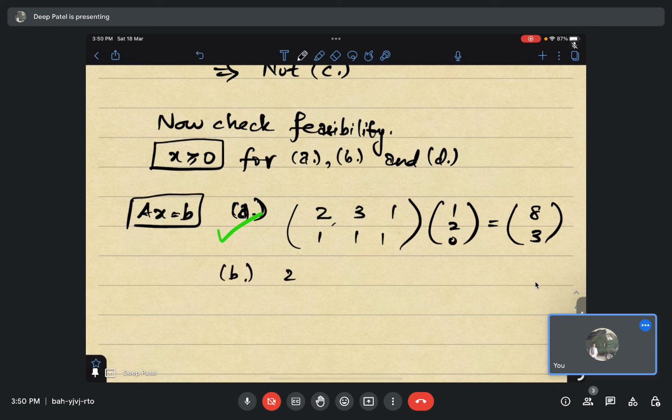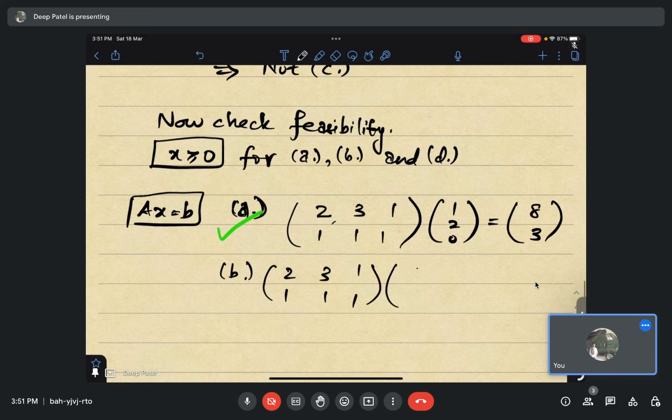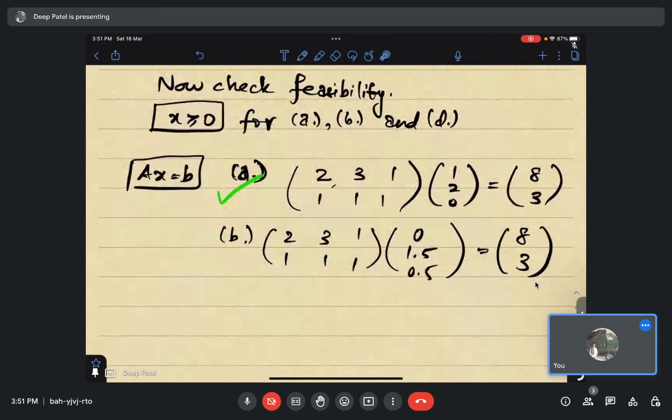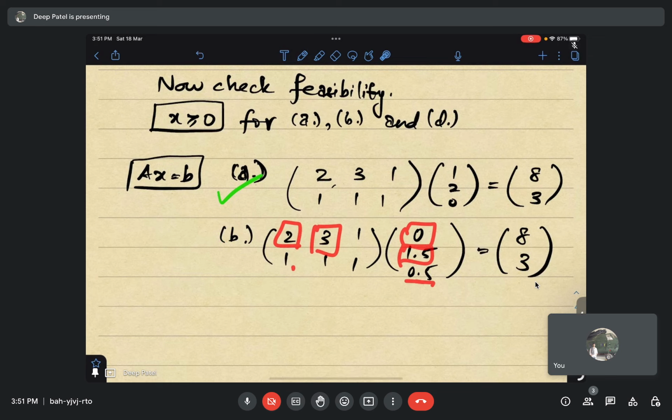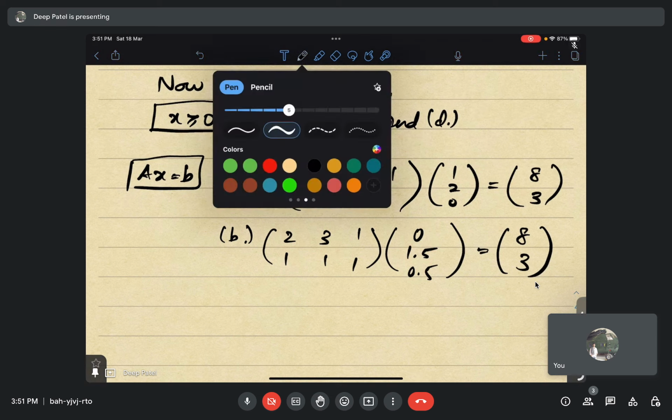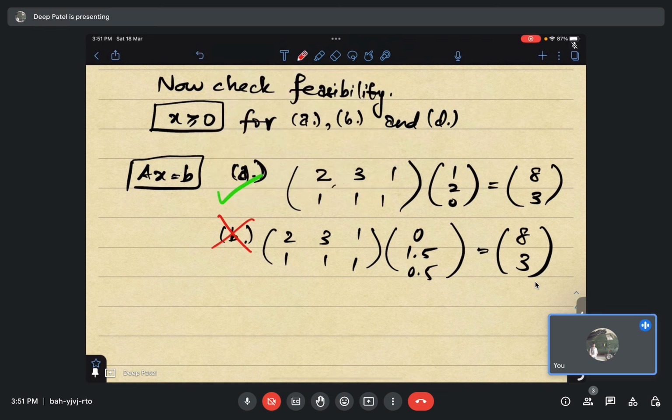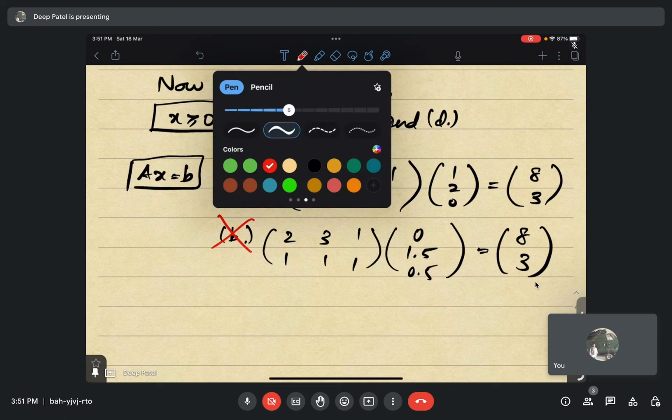How about B? Again the system remains the same. All that changes is our candidate, which is 0, 1.5, 0.5, and we have to check whether this is equal to 8 and 3 or not. So 2 times 0 is 0, this doesn't work. So clearly B is not possible. This is the idea.